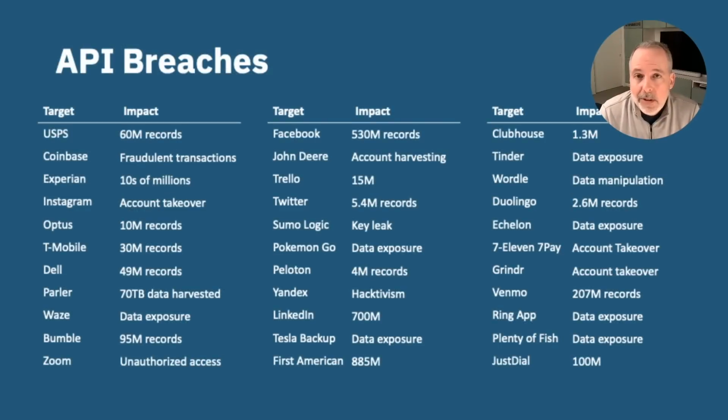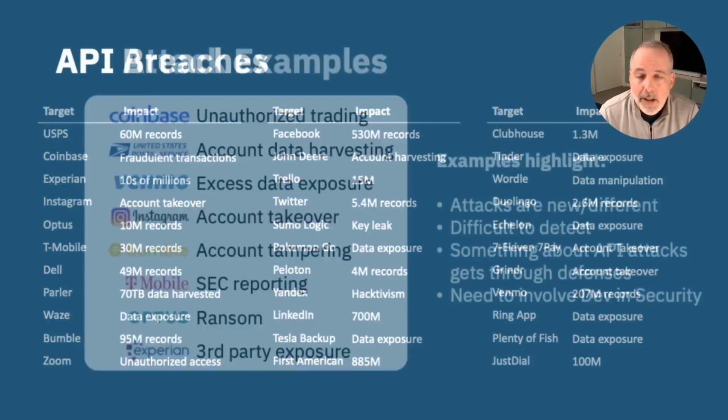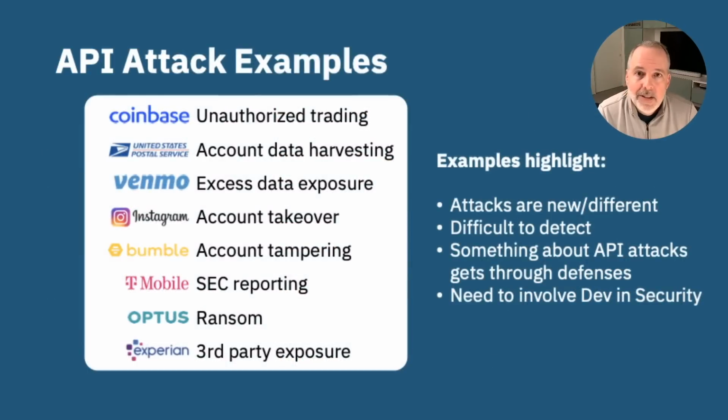And what we're seeing in the real world is really just an enormous volume of successful API attacks and breaches and exploits. What you see here on this screen is just simply a small sampling of publicized API attacks that have taken place. And what we're going to do is take a look at a number of these and map them to the OWASP top 10. And what you're going to see is a number of different threat vectors. We're going to see things like unauthorized trading. We're going to see account data harvesting. We're going to see data exposure. We're going to see takeovers, tampering, reputation risk, ransom, and third-party exposure.